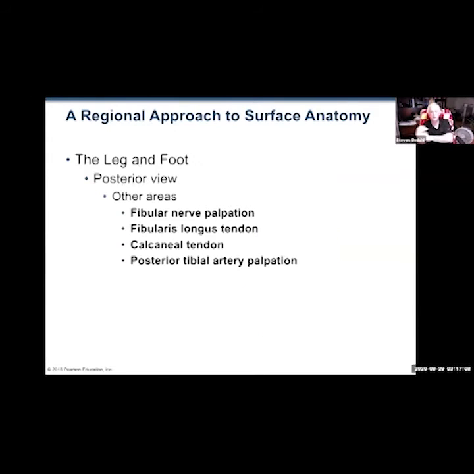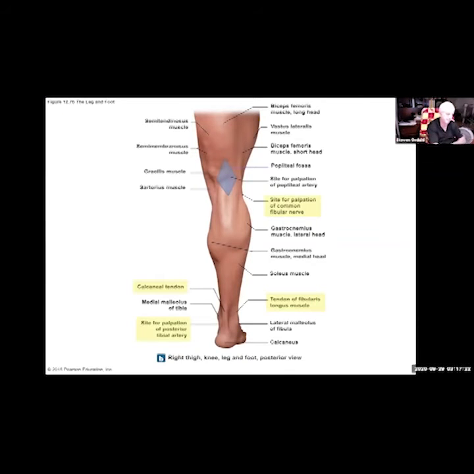In the other areas around the leg and the foot, you have the fibular nerve palpation, the fibularis longus tendon, the calcaneal tendon, and the posterior tibial artery. You can palpate it there. So this is the site of palpation of the common fibular nerve. This is the tendon of the fibularis longus muscle. This is the calcaneal tendon. And this is the site of palpation of the posterior tibial artery. That's the artery that you palpate when you have a diabetic patient and you want to be sure you're getting blood circulation to the feet because of high blood sugar levels. That's the artery you palpate.